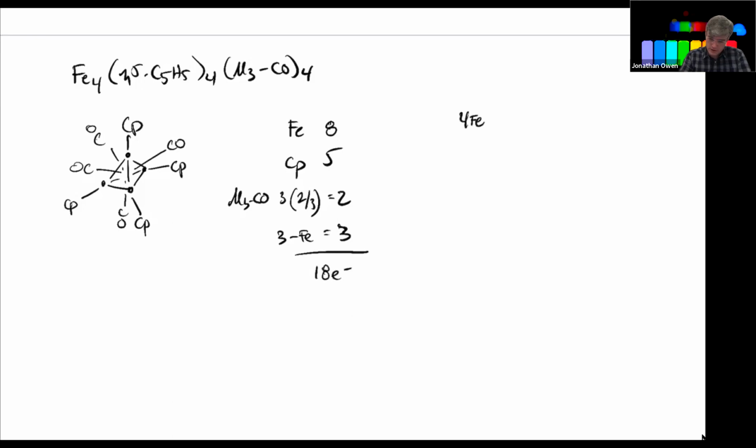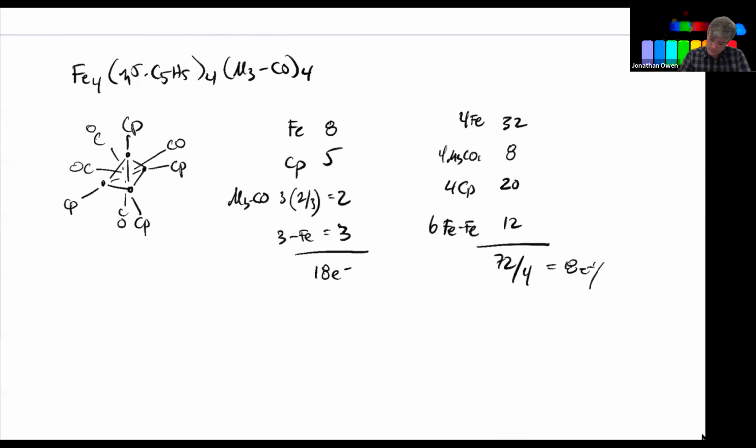Or you could do 4 irons at 32. You can have 4 mu3 COs. How many electrons do we do in this case? CO only has 2 electrons to give. So we're going to get 8. You got 4 CPs, that's 20. And how many metal-metal bonds do we have? 6 of them. 20, 20, 40 on top of 32 is 72. Divided by 4 equals 18. Okay. So I kind of like doing the total electron count and then dividing by 4 myself.